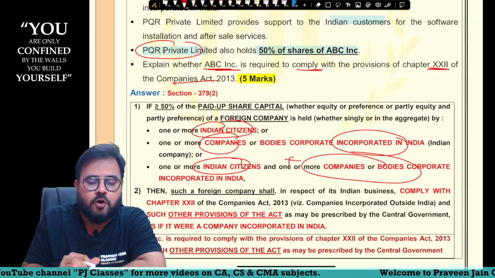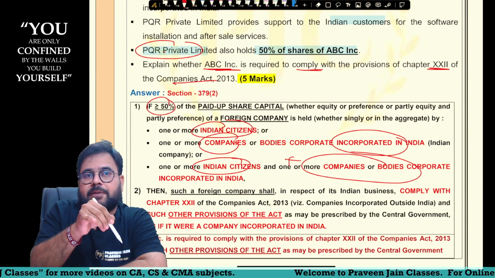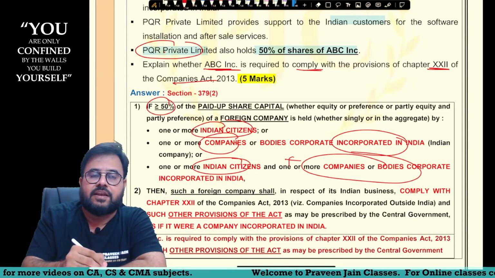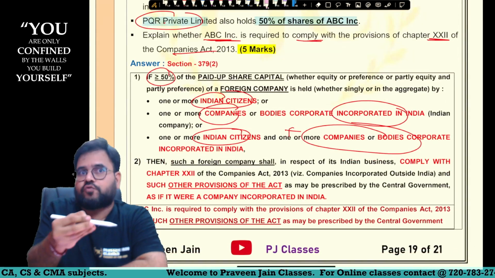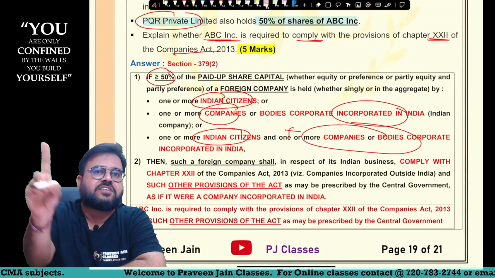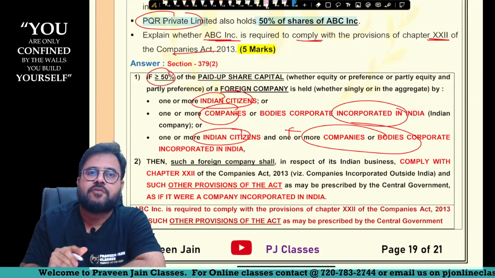Any permutation and combination. If 50% or more of the paid up share capital of the foreign company is with Indians, then as the situation may be, I used to give it a special name: it is a special foreign company. It is a special exam thing. I told you don't write this. It's a special type of foreign company.